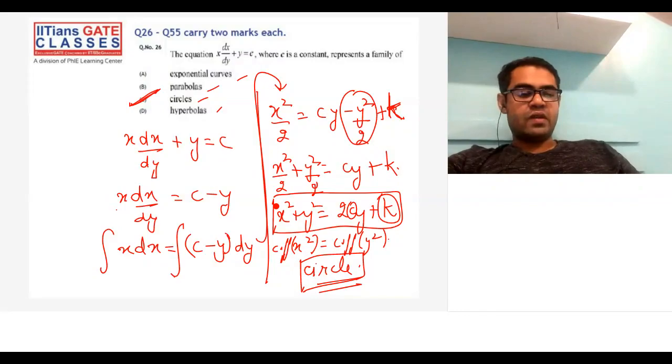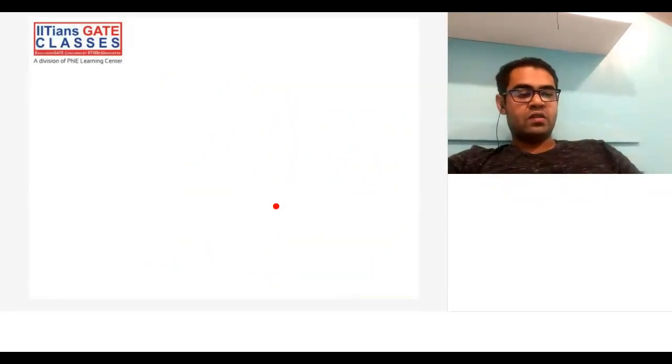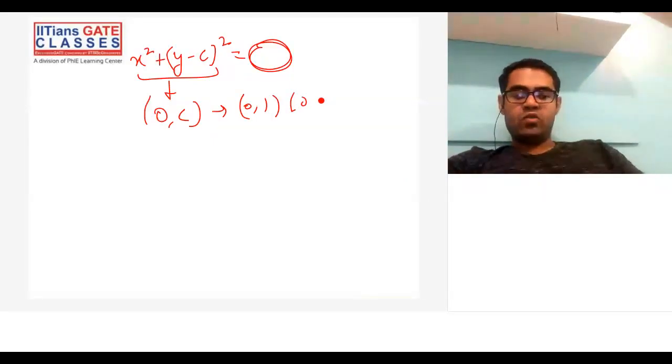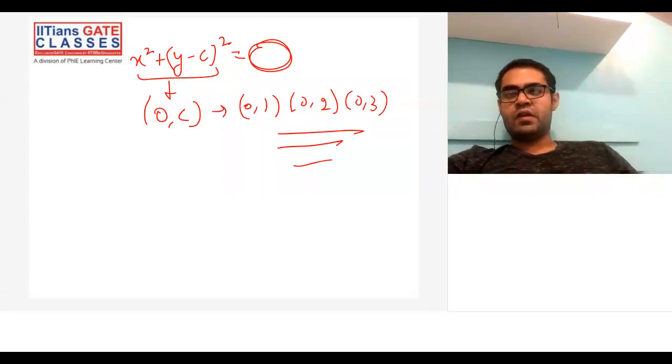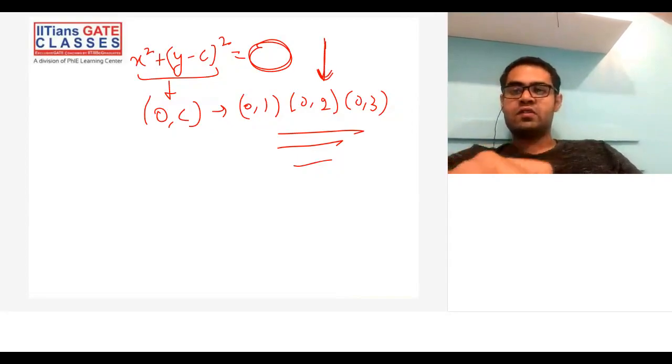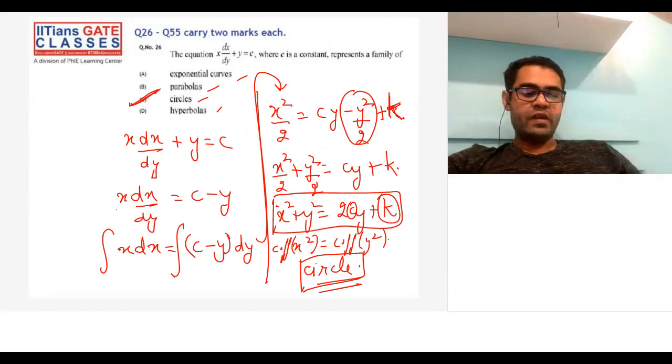If I write the equation of the circle, it becomes something like x square plus (y minus c) whole square is equal to some constant. That constant will change. This means the center will always lie at (0, c). So centers are (0, 1), maybe (0, 2), or (0, 3). So this is the family of circles I've obtained. This is why the question says family of circles and not just a circle. So this is the solution for this given problem.